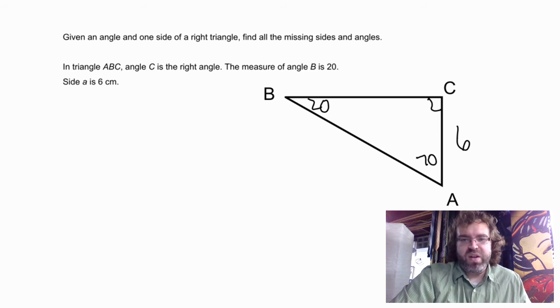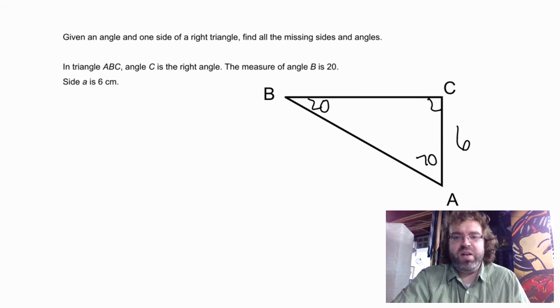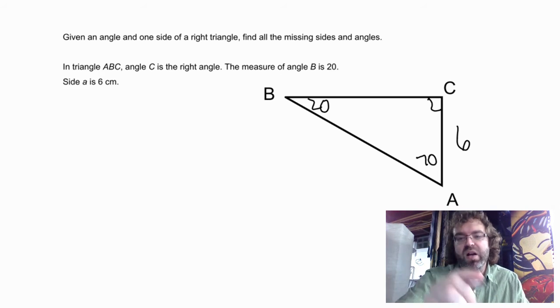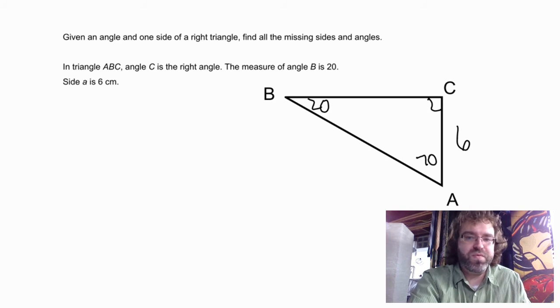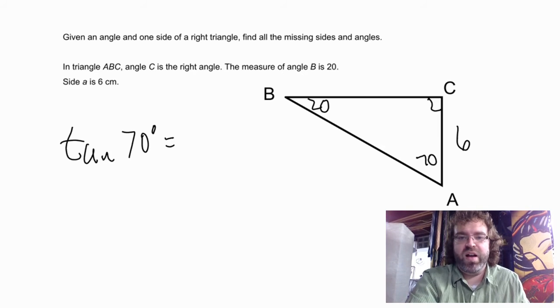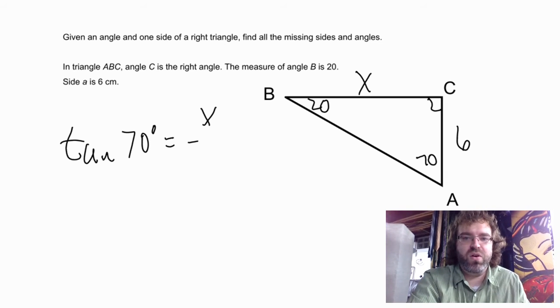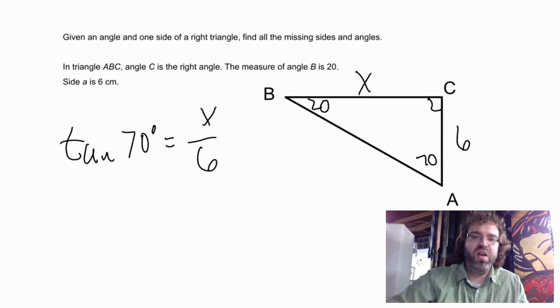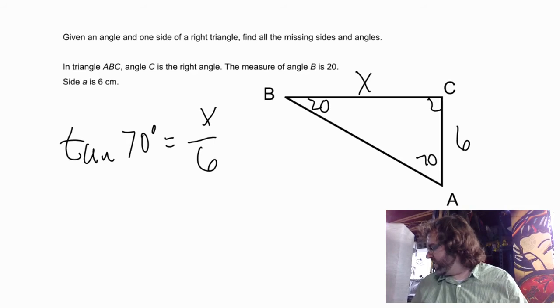So now we need to find the two sides, side BC and side AB. You could do this again in a variety of ways. What I'm going to do is use angle A, and I'm going to use tangent. So I'm going to do tangent of 70 degrees equals my opposite, which I'll call side X, over my adjacent side, which should be 6. Now plug that into my calculator.